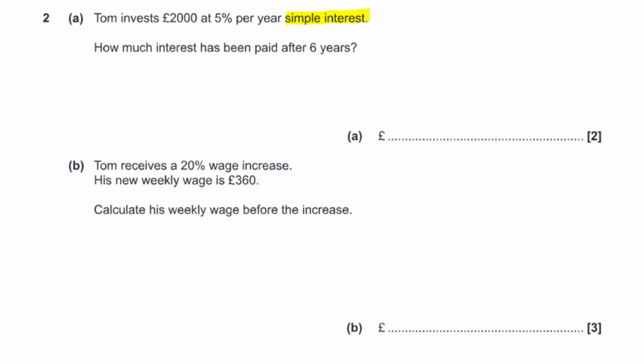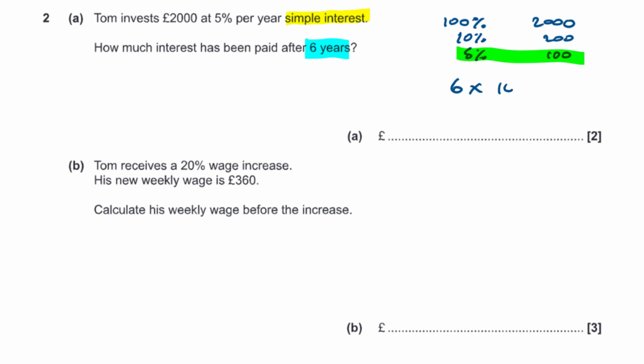So if 100% of something is £2,000, then what's that? 10% would be 200, 5% is going to be 100. Okay, so that's what 5% interest would be. Now we're going to apply that 5% interest 6 times over because we've got 6 years to do it. So how much interest has been paid after 6 years is just going to be 6 lots of £100, then, isn't it? Which is £600.